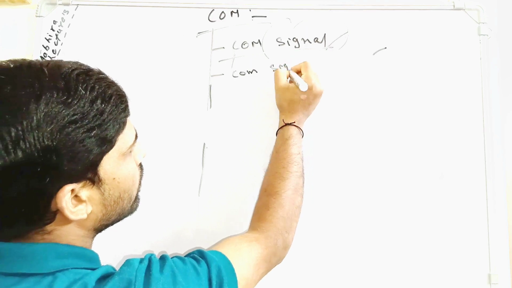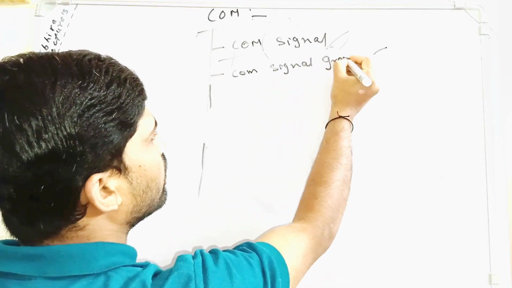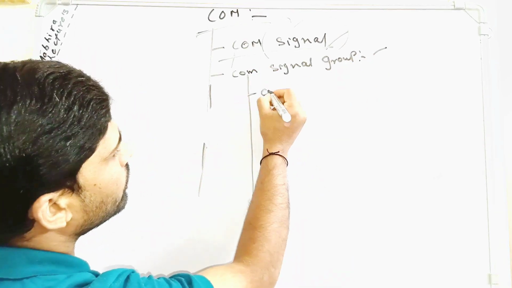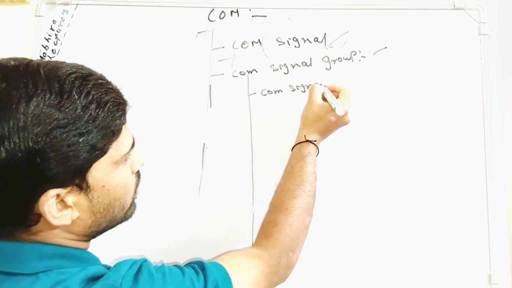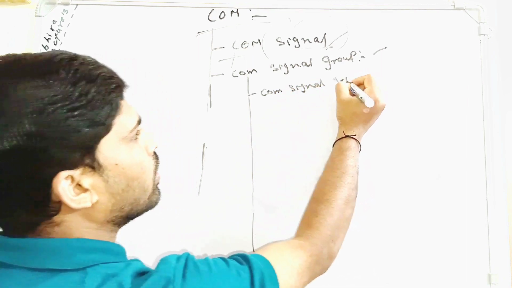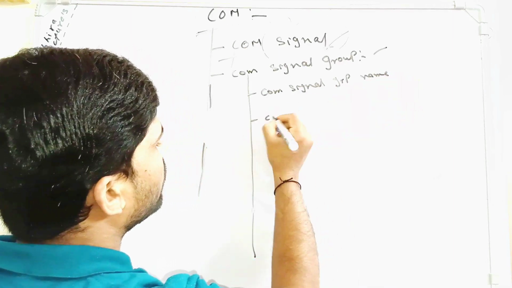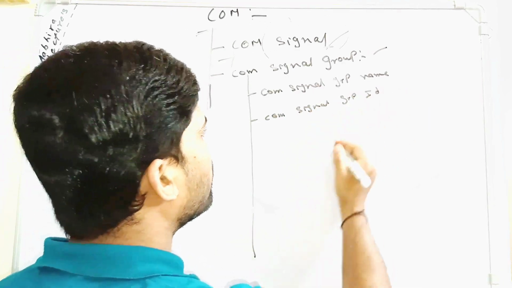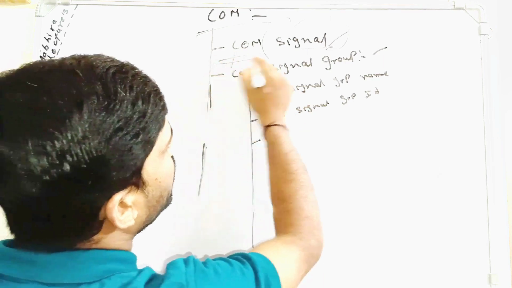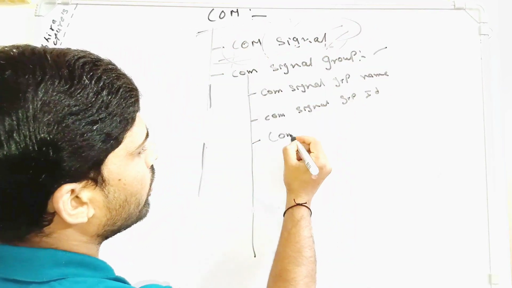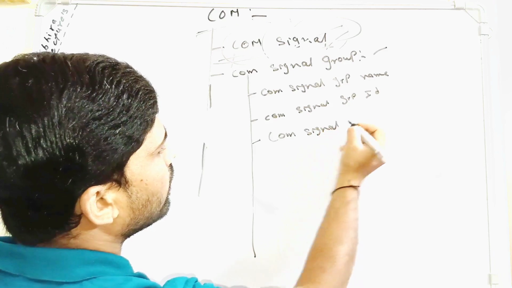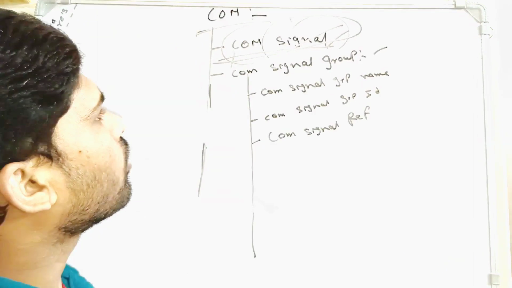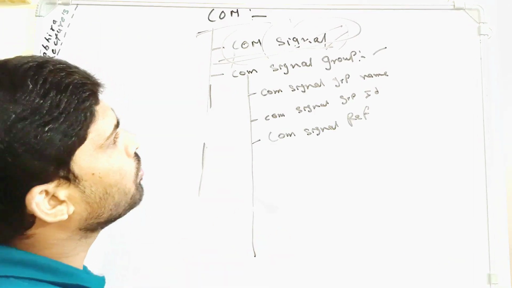Com signal group. Okay. So in this we have to configure the com signal group name, com signal group ID. Okay. And we have to give a reference to what we have configured, the com signal reference. Then it will take all the parameters which we have configured in the com signal. Okay. So these are the parameters in com signal and com signal group.